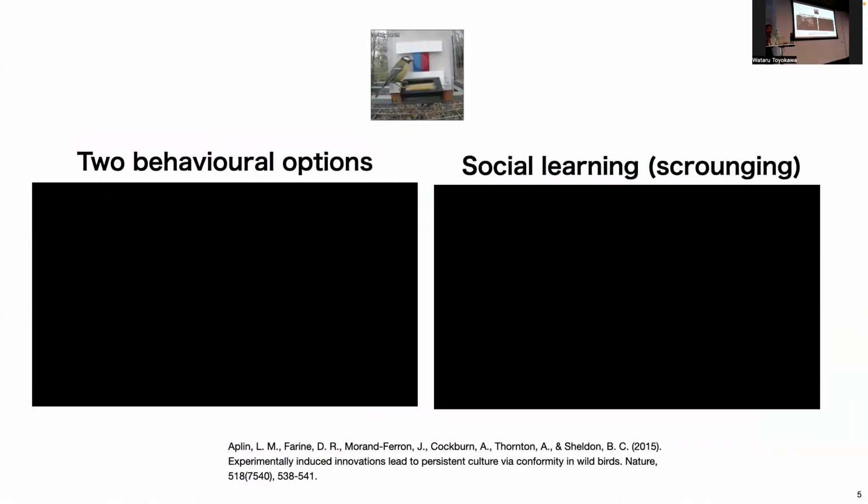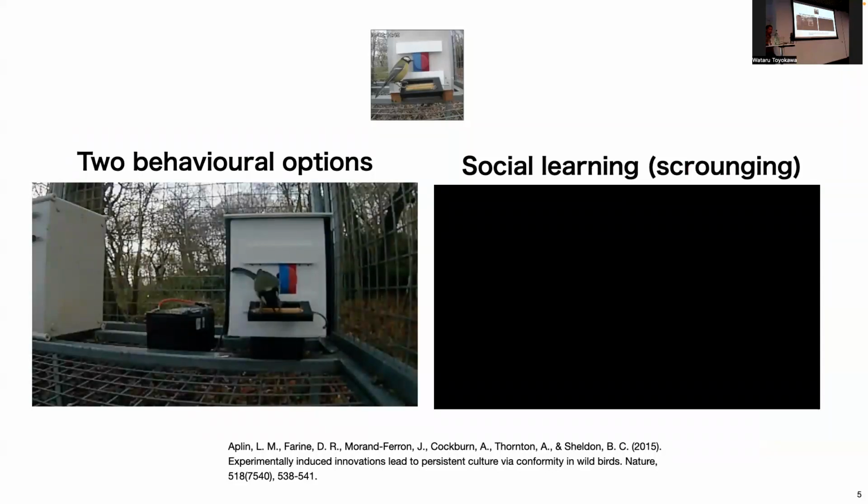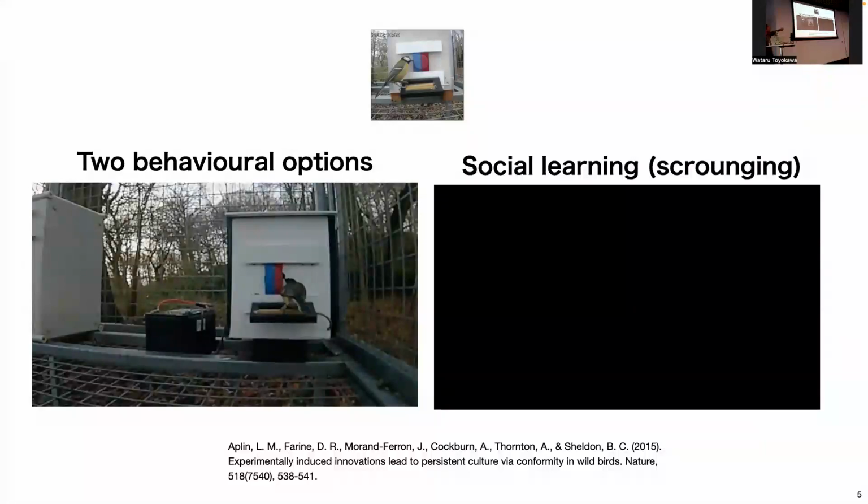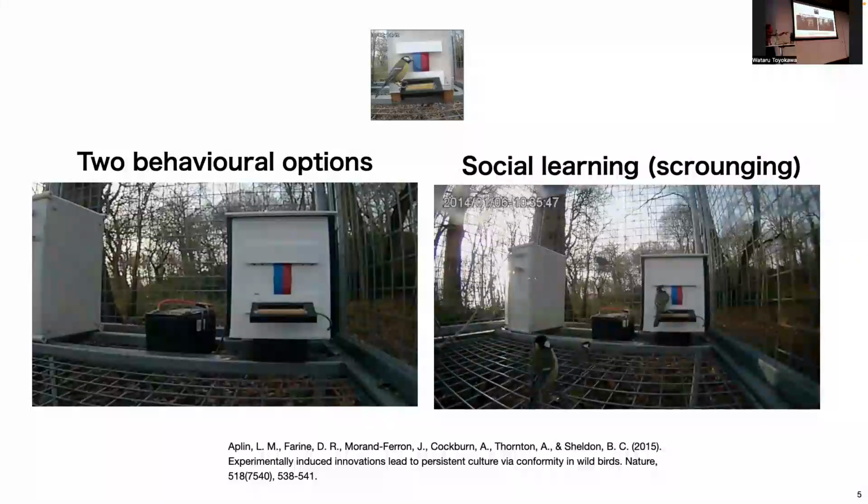And the second example is these birds, great tits. They can be trained to open up these tiny food boxes in two different ways. One is to open the red colored door, and the other is to open the door using the blue colored side. So these are also two discrete behavior options, and they can get rewards from choosing either option. And then these birds can also learn this type of behavior through social learning, observation.